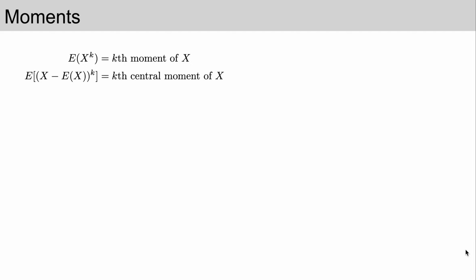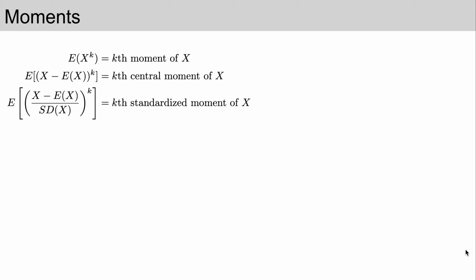The kth central moment of x is the expected value of the quantity x minus the expected value of x, to the kth power. Finally, the kth standardized moment of x is the expected value of the quantity x minus the expected value of x, divided by the standard deviation of x, all to the kth power. Each of these moments, for different values of k, tell us about different features of the random variable x.